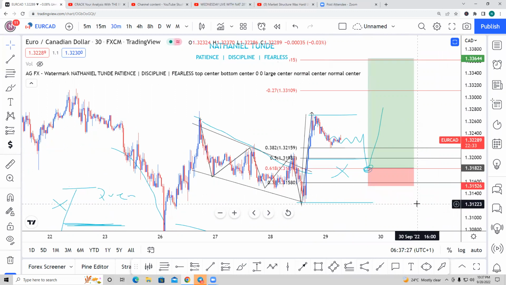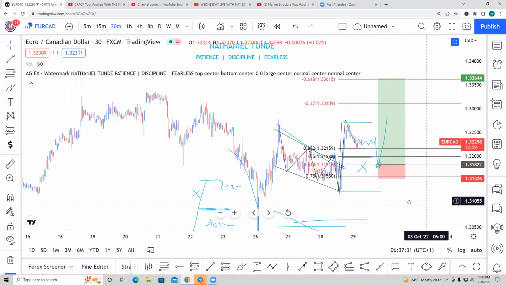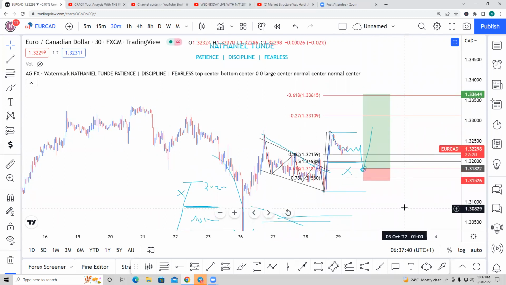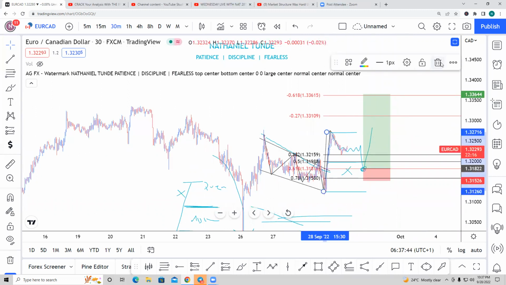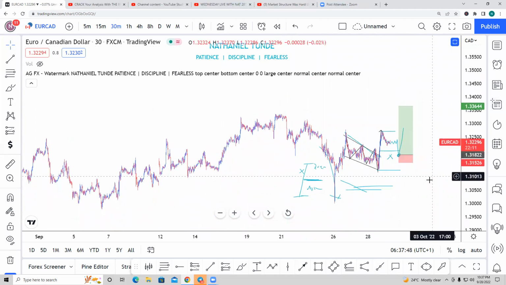1 to 6 risk to reward ratio, meaning if you risk $20 for this trade, you will get $120. If you risk $1,000 for this trade, you're going to get $6,000. If you risk $500 for this trade, you're going to get $3,000. So that is how I've done the top-down analysis of Eurocad.